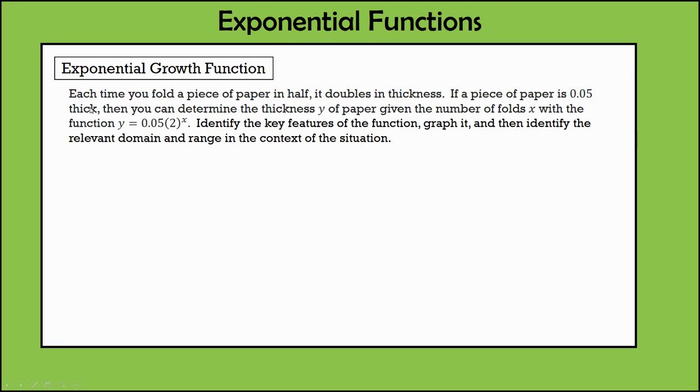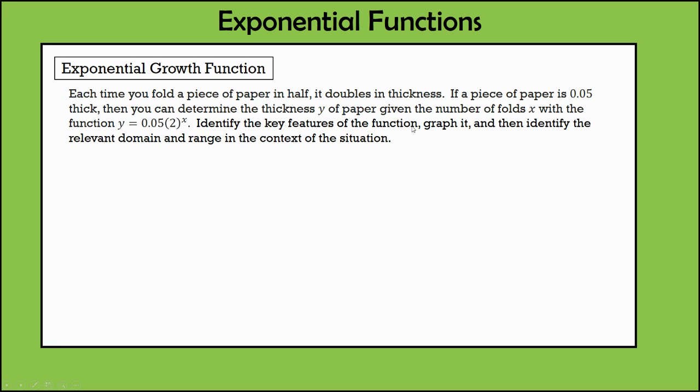So in this example, it says we're going to fold a piece of paper in half. And when we do so, it obviously is going to double in thickness. So if a piece of paper is 0.05 millimeters thick, then you can determine the thickness, which is going to be our y, of a given number of folds, which is x, with the function y equals 0.05 times 2 to the x power. Okay, so again, y is the thickness of the paper, x is the number of times that we've folded it, and this is going to be given to you, but you should identify it as an exponential function.